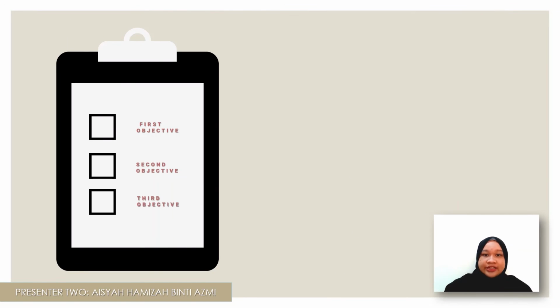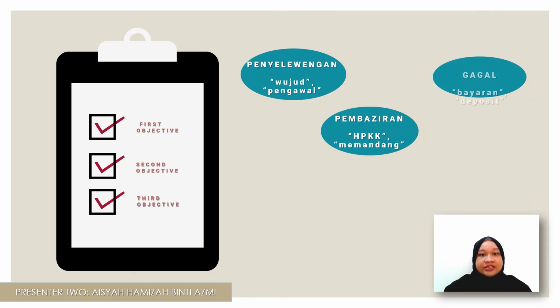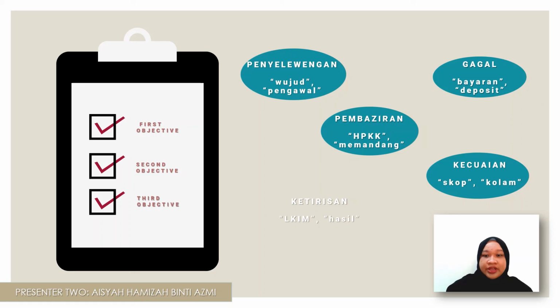And for the third objective, the words that collocate significantly with penyelewengan are wujud and pengawal. For pembaziran, it is HPKK and memandang. For gagal, it is bayaran and deposit. For kecuaian, it is scope and kolam. And for ketirisan, it is LKIM and hasil.